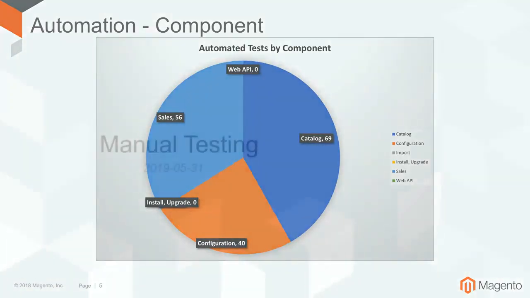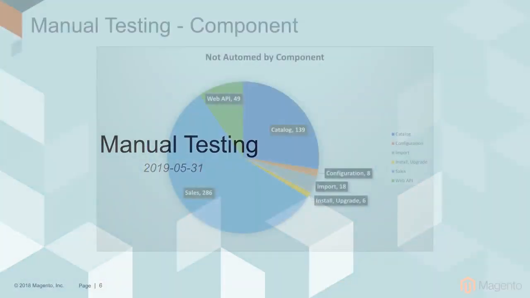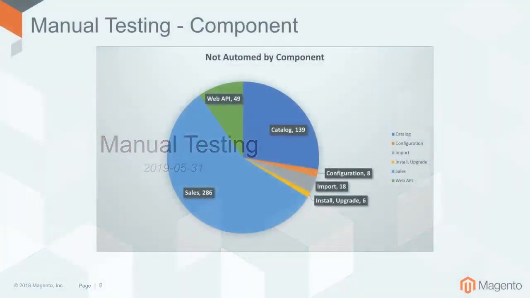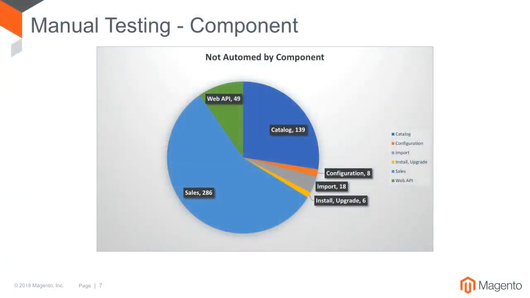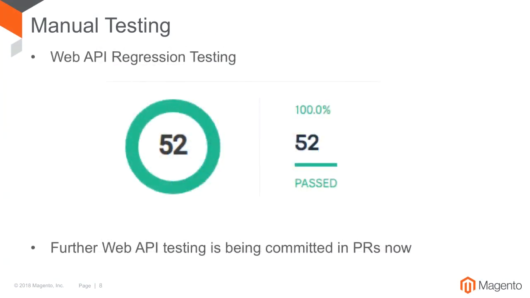In terms of our manual testing then, our component again basically reflects our split. There's a higher focus on sales with the manual testing right now. But what we have been doing is web API regression testing. Since we reported a full pass in our smaller regression cycle about 3 weeks ago, there's also been a web API regression cycle. That is a full pass, so big green circle, love to see it.